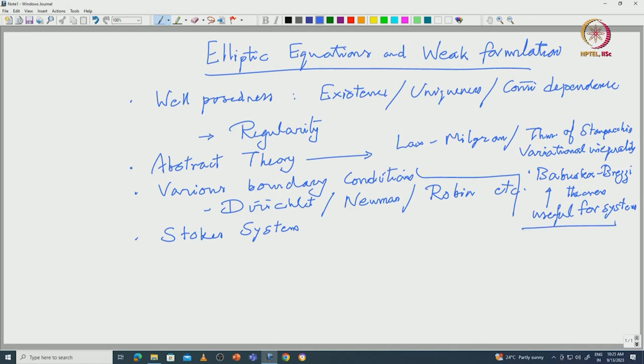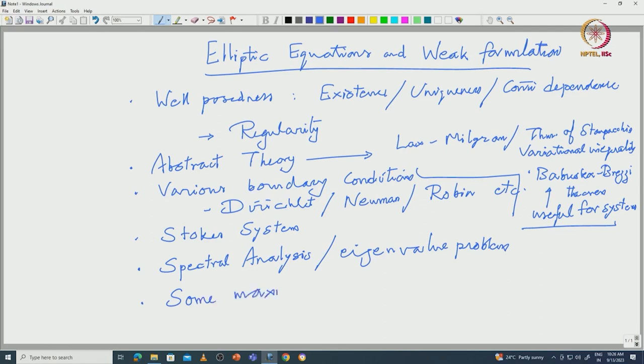We will make remarks. And then we want to do the spectral analysis, that means the eigenvalue problem. And I hope some regularity, which we already mentioned, and maybe some maximum principles. Okay, that's the rough aim of this course. Probably in the 14 lectures, equivalently 7 hours, we'll do that.